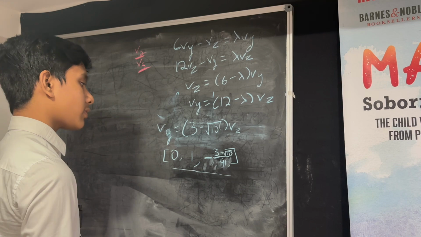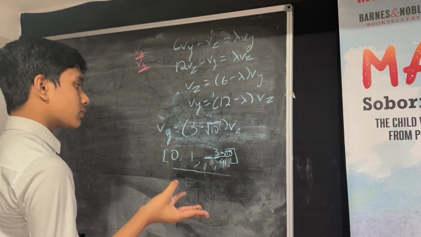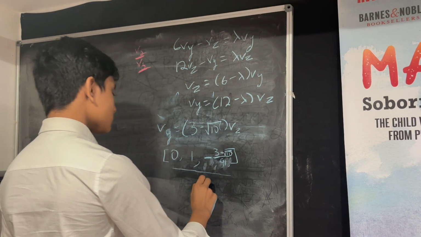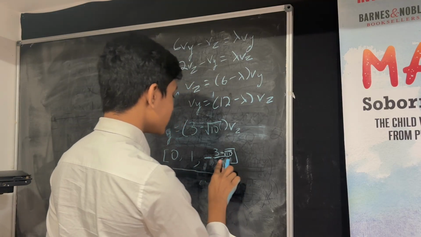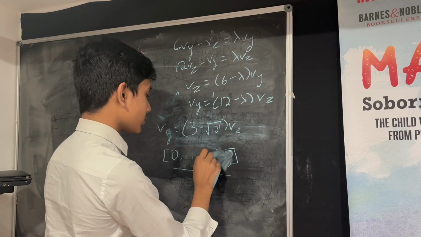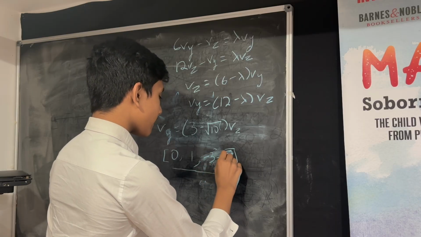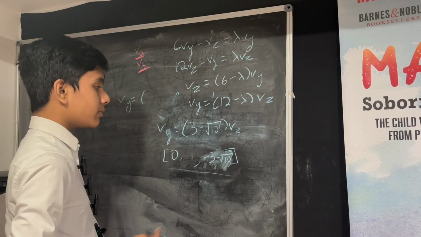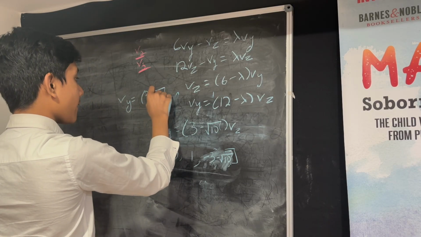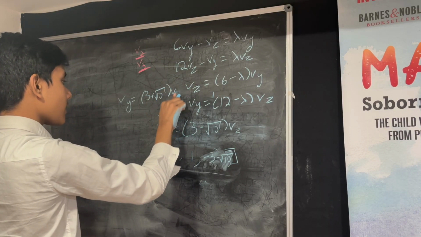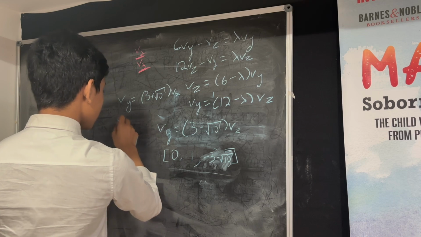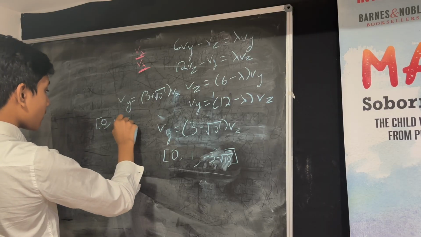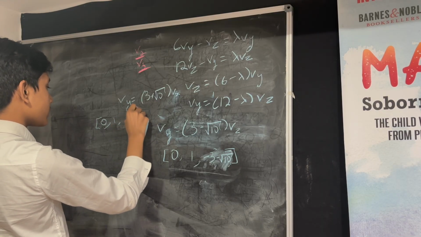Oh, but something doesn't feel right about that. 3 minus rad 10 is way less than 1. So obviously, oh my god, I'm stupid. Just minus 3 plus rad 10. And the other one is where Vy is equal to 3 plus rad 10 Vz, where we can expect an eigenvector that looks something like 0, 1, 1 over 3 plus rad 10.